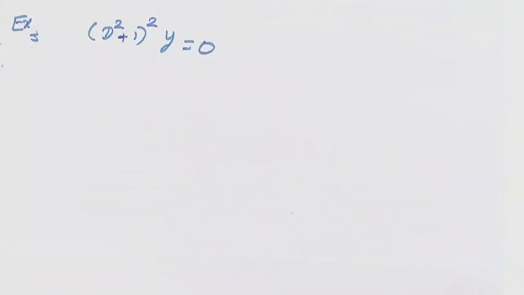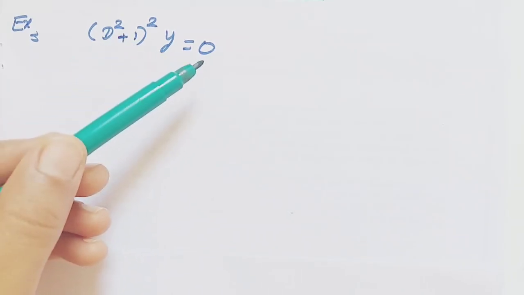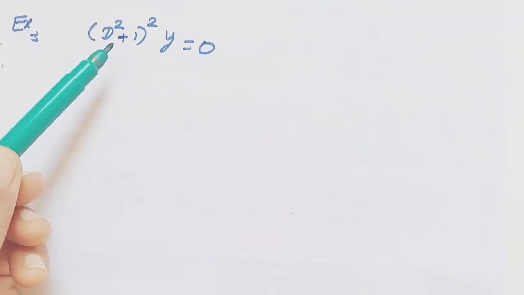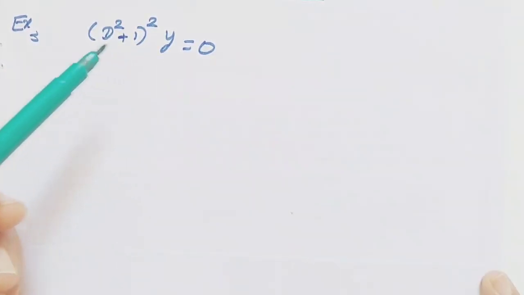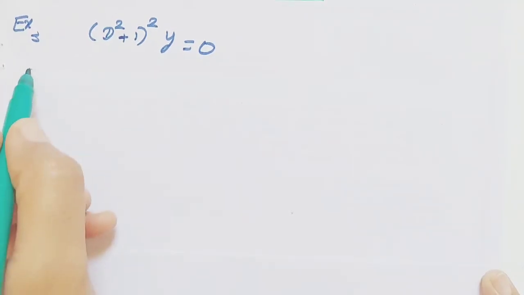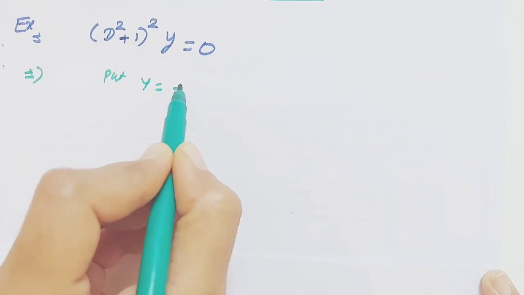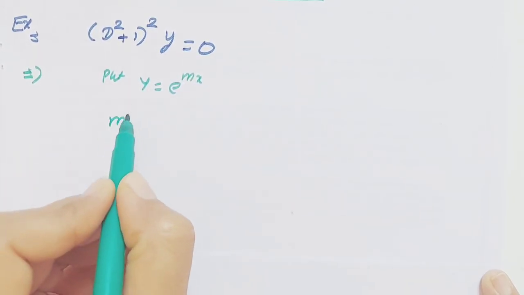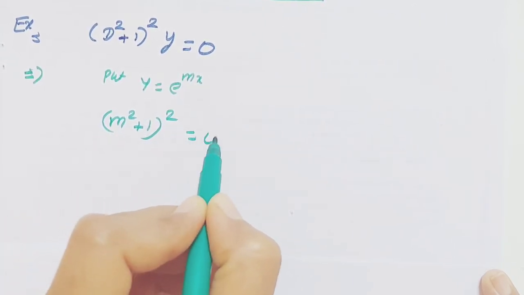Here the differential equation is (D square plus 1) whole square y equals to 0. Now see here, if we expand this bracket, then we get D raised to the power 4. That means here we have a fourth order differential equation. So for solution, if we put y equals to e raised to the power mx, then we get (m square plus 1) whole raised to the power 2 is equals to 0.